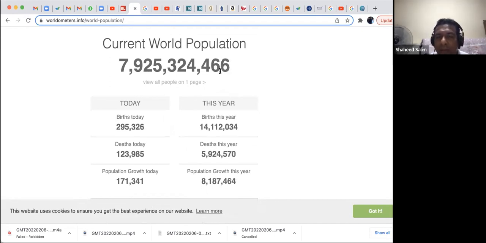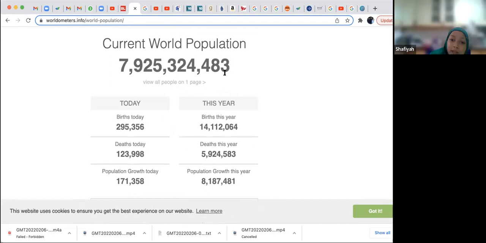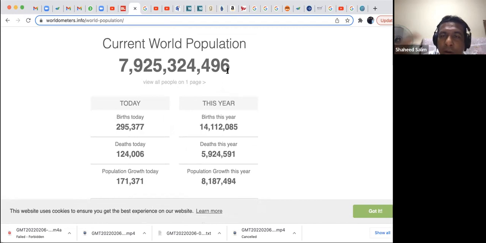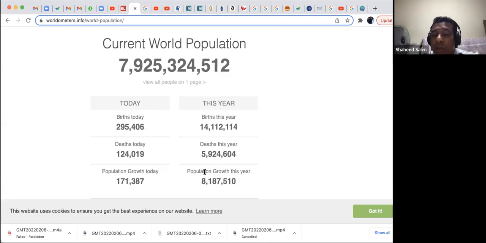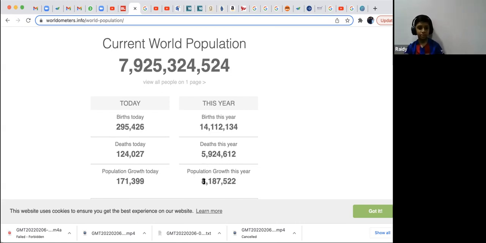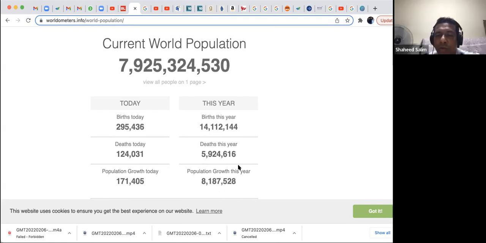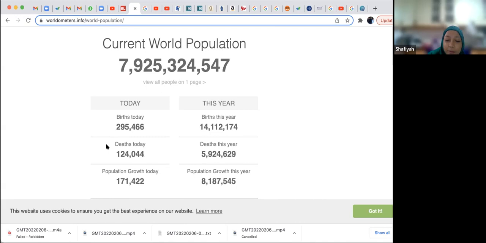The number of babies coming is too many, right? Last week, remember I shared that 4 babies are born every second. Over here you can see 5 million people have already died this year, because it's only the beginning of February. 8 million just born. So the difference is about 3 million. Can you see the death today? 124,000, right?